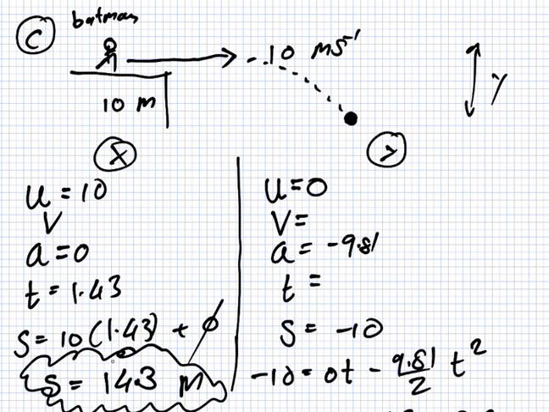And why is u equals 0? Because Batman is running horizontally. He doesn't jump. There's no vertical speed, just horizontal.